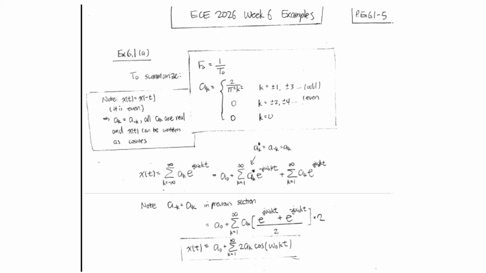So you can see that when the signal's even, two main take-homes that you can get is a_k is going to be equal to a_minus k, which means that all of the terms are real. All of the coefficients are real. And that also means that you can write the signal as a summation of cosines, as opposed to a mix of sines and cosines.